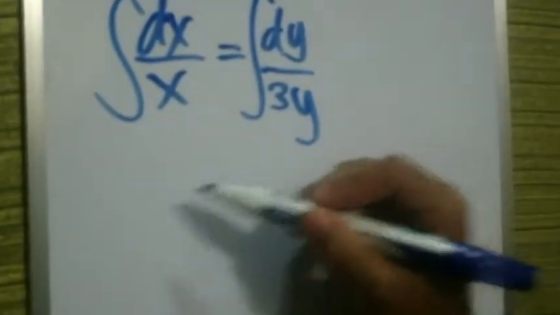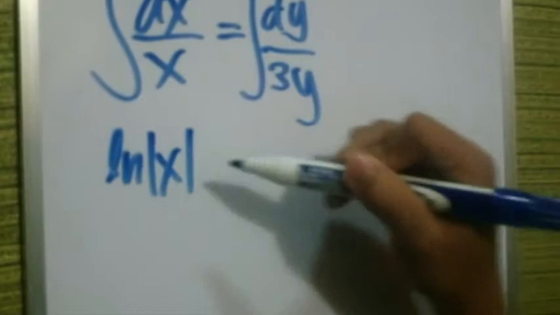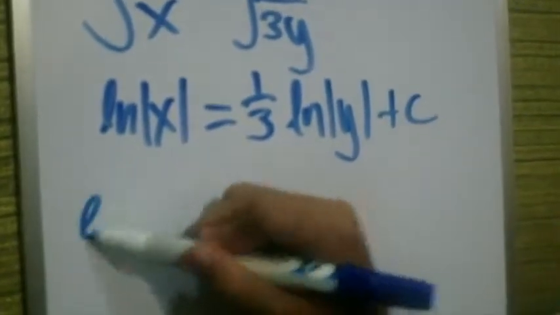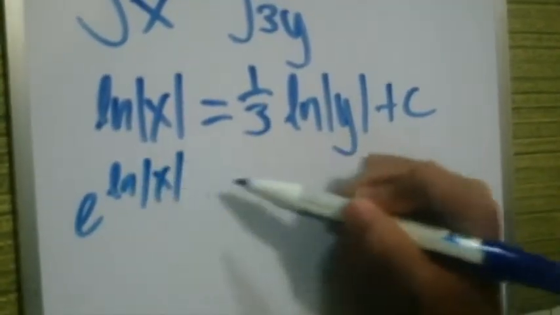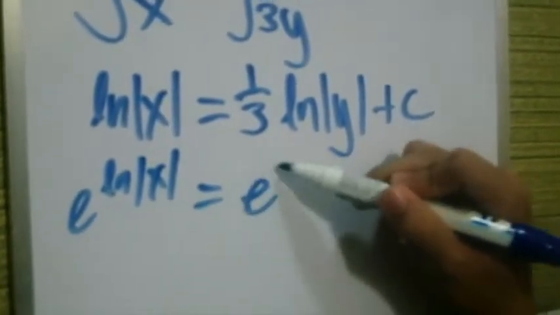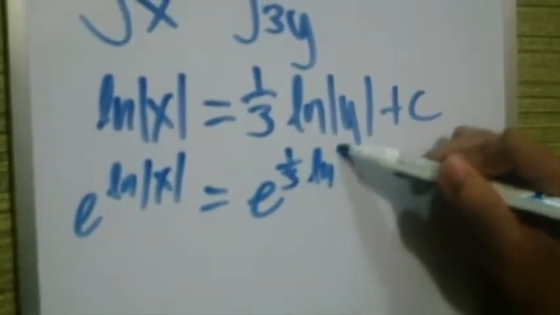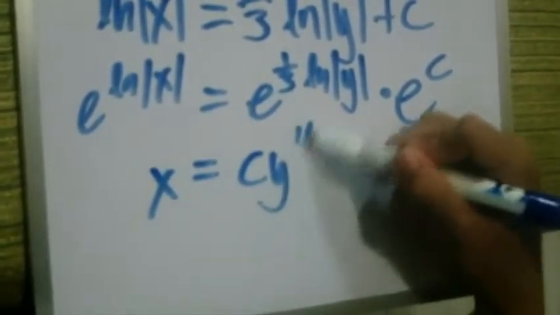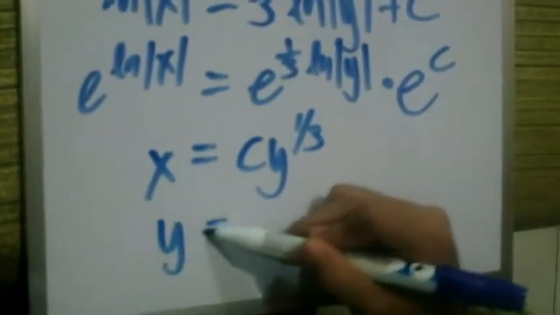Integrate these two equations. So we have ln of x equals 1/3 ln of y plus c. So e to the ln of x is equal to e to the 1/3 ln of y times e to the c. Simplifying, we have x equals cy to the 1/3, then y is equal to cx cubed.